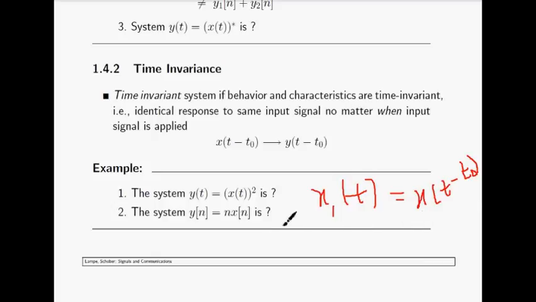So if I have calculated y1(t) as x1(t) squared, and I replace x1(t) with x(t minus t naught), then y1(t) is equal to x(t minus t naught) whole squared. And if I replace t with t minus t naught in this equation, then y(t minus t naught) is equal to x(t minus t naught) whole squared. Then you can see that y(t) is equal to y1(t), which shows that this system is time invariant. So this is the exercise for you to check for the second example.